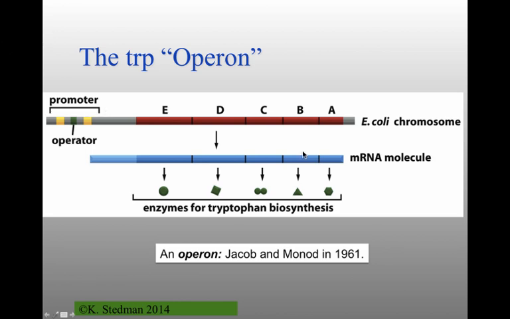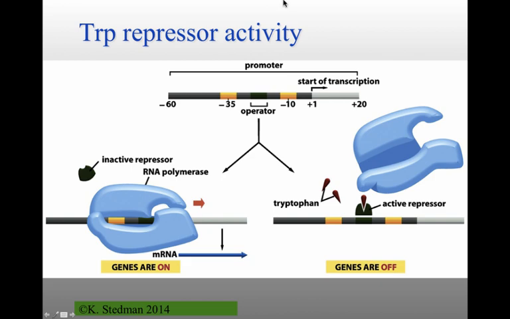You basically stop binding to the promoter. What does this? It's the trip repressor, the tryptophan repressor. An inactive repressor can't bind to DNA, so the RNA polymerase will bind here. You'll make all of these genes.